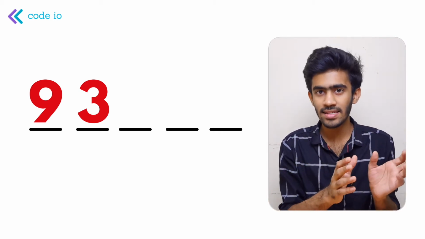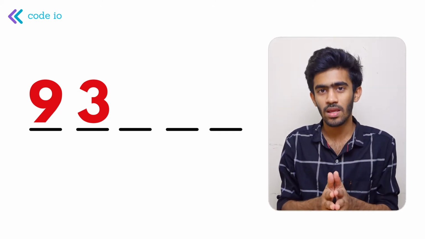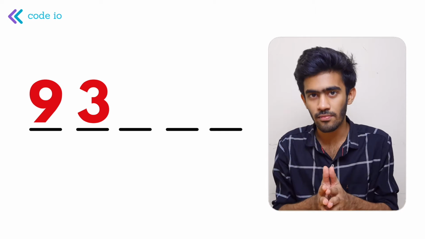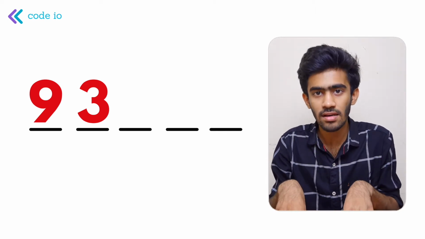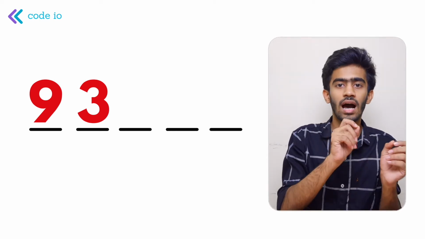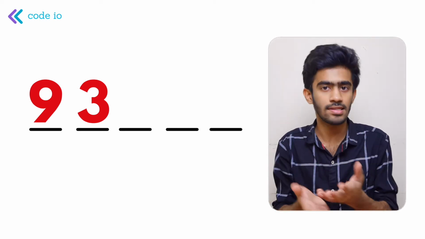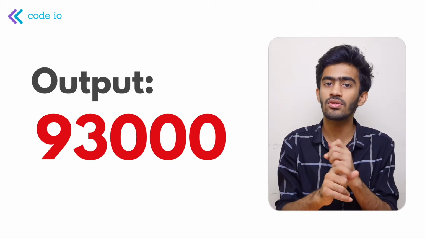Now we have 93 and 3 dashes. Do we have the sum of digits now? The total was 12. Now we have 9 plus 3, 12. We have reached the sum of the digits. So the only possible value that we could give to the other 3 digits is 0. So 93000 would be the answer to this question.